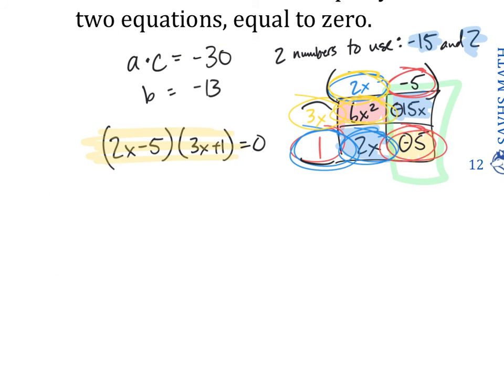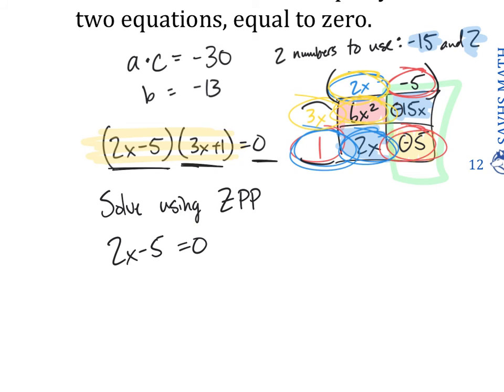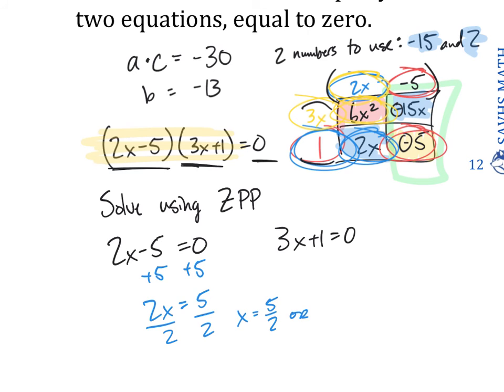Okay, I have factored the quadratic equation. Now I'm going to solve using the zero product property. The zero product property says this times this gives you 0, so either 2x minus 5 has to be 0 or 3x plus 1 has to be 0. Let's solve each of those equations. These are both two-step equations that you have been doing since middle school. So plus 5, 2x is 5. Divide both sides by 2, and I get x is 5 over 2. Or you could write 2.5, I don't care.